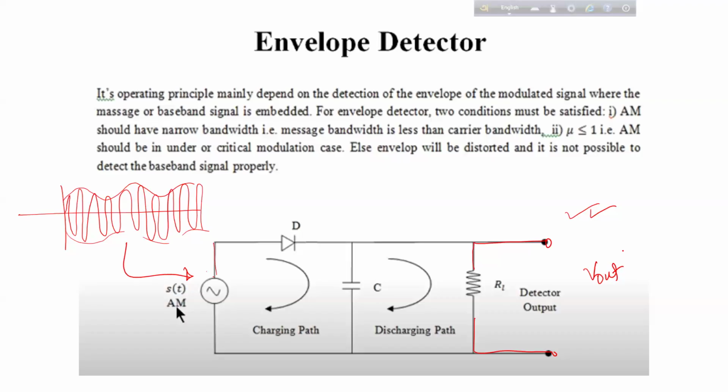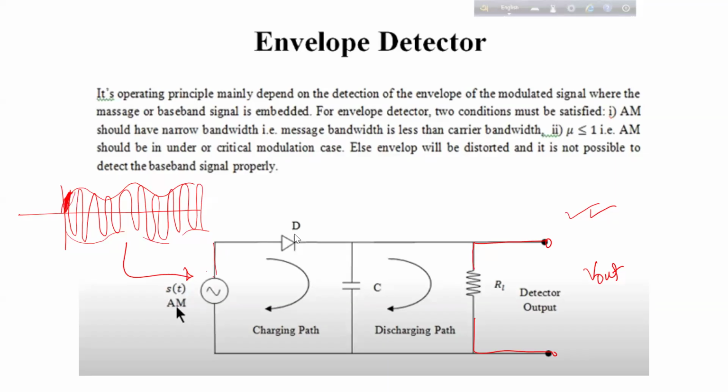Now, when you are giving the input signal, say for example, this is our input signal. So this is positive, okay? So at the starting, the capacitor will have no charge. So there is positive voltage applied, okay? This portion is positive.